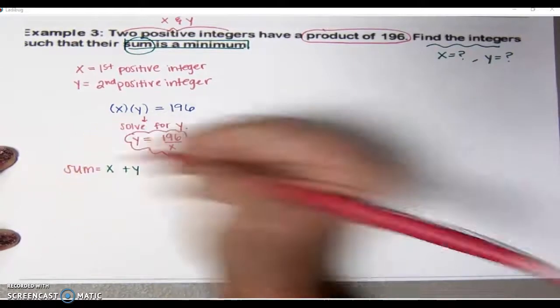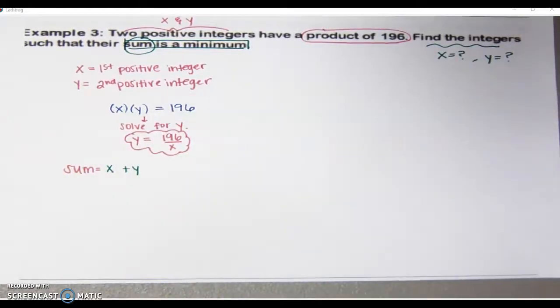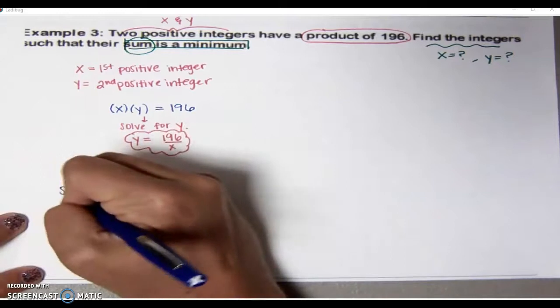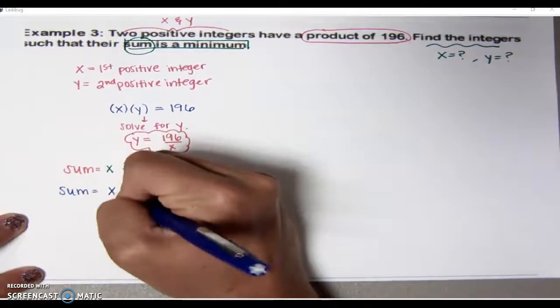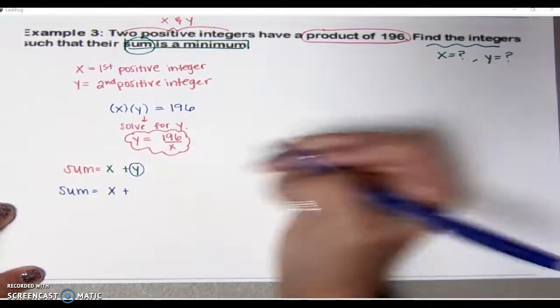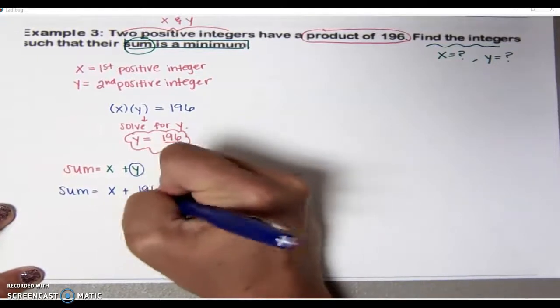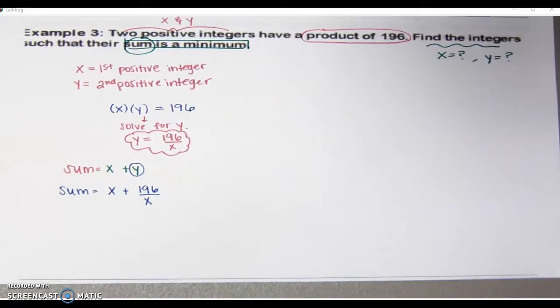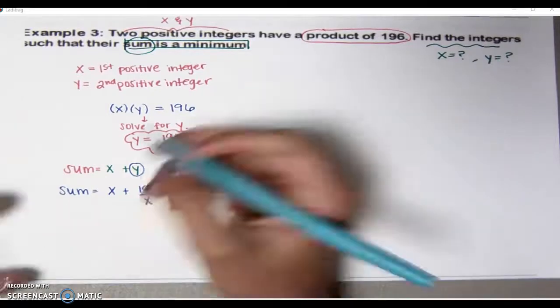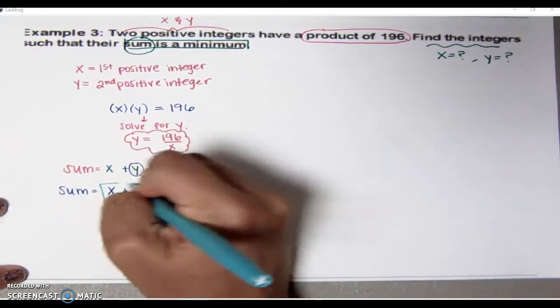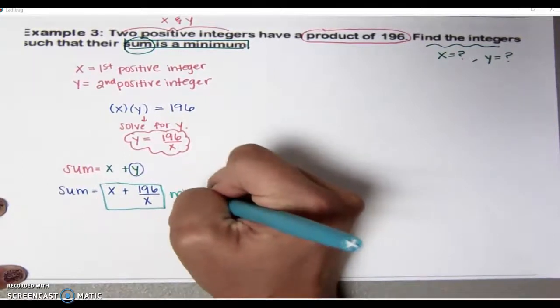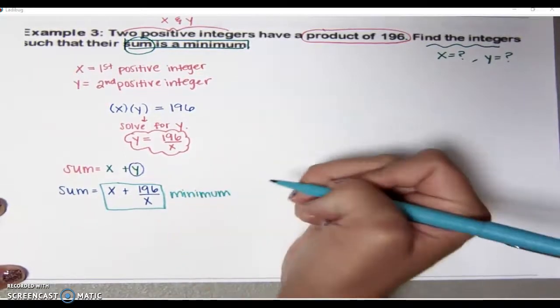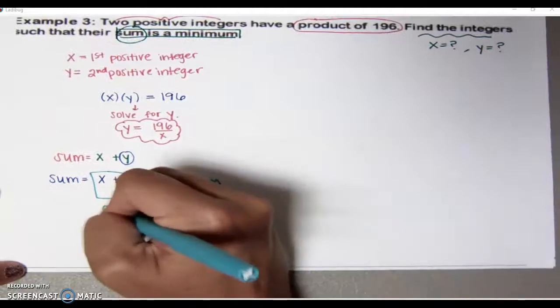So that way, when I say my sum is x plus y, really the sum is x plus, and if we replace that y with the equation we just made, 196 over x. So this is the equation that we need to work with, x plus 196 over x. This is where we need to figure out where there's a minimum. Okay, so we're going to graph this.